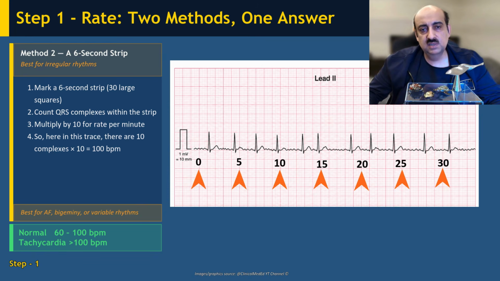Like in this example, if you look at the orange arrows, the starting time is 0, and then from there you've got 5, 10, 15, 20, 25, and 30. So you've got 30 large squares, which equal 6 seconds. The number of QRS complexes here: 1, 2, 3, 4, 5, 6, 7, 8, 9, 10. So 10 QRS complexes in 6 seconds, multiplied by 10, the heart rate will be roughly 100 beats per minute. So this is how you calculate the rate when the rhythm is irregular, for example, atrial fibrillation.